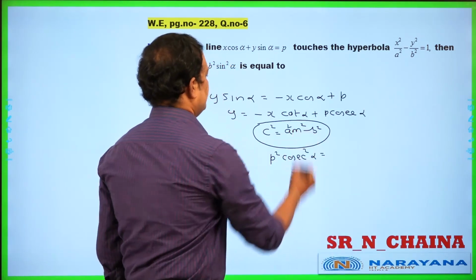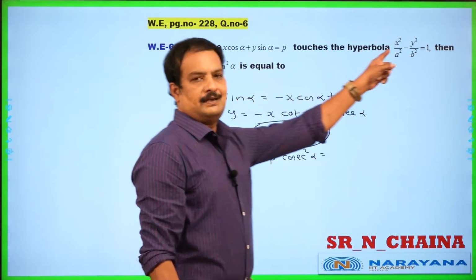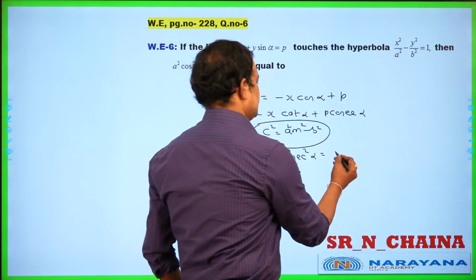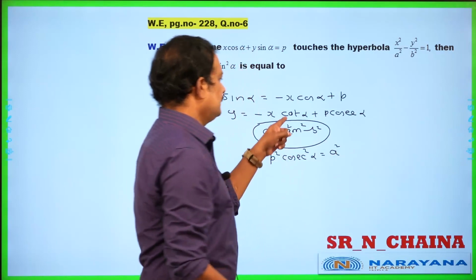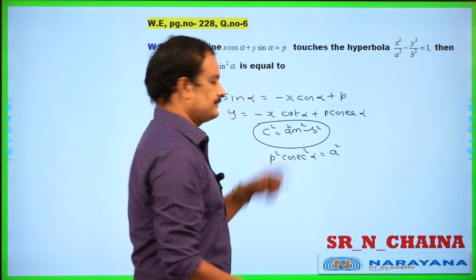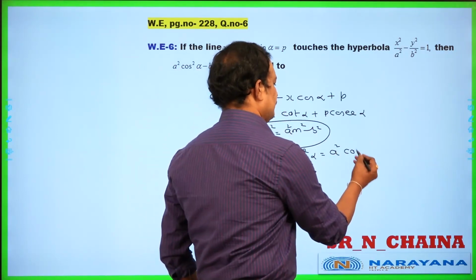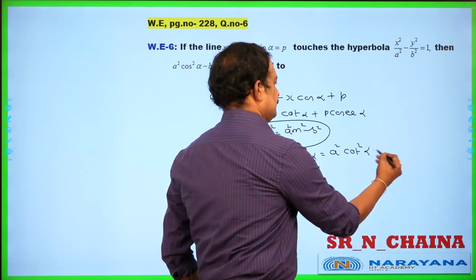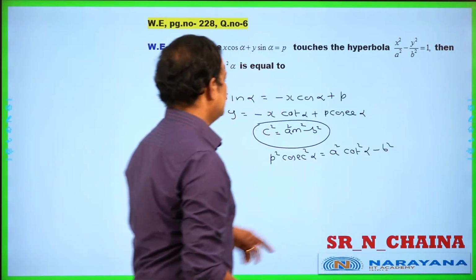So what is the value of a square? A square in case of the hyperbola is a square only. So this is being taken as a square. M square is minus cot alpha whole square, so that is cot square alpha. Next minus b square. So this is the condition to be satisfied.